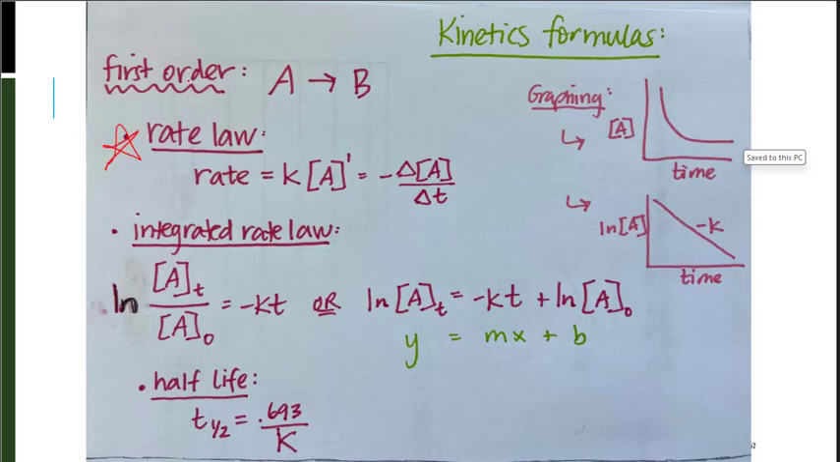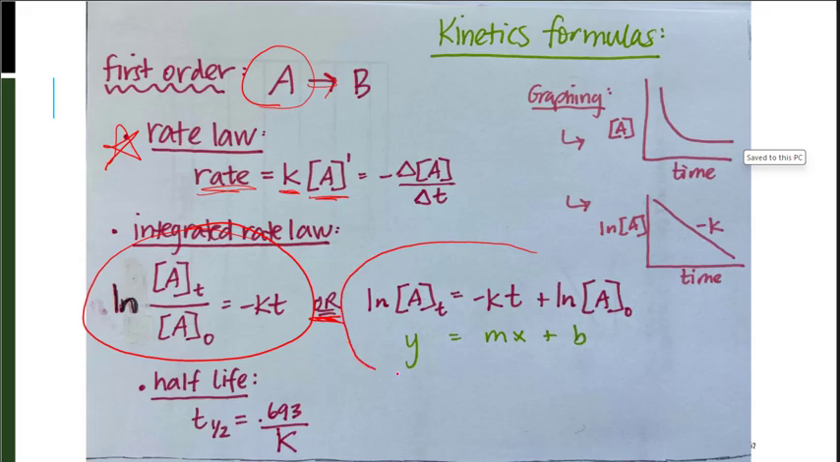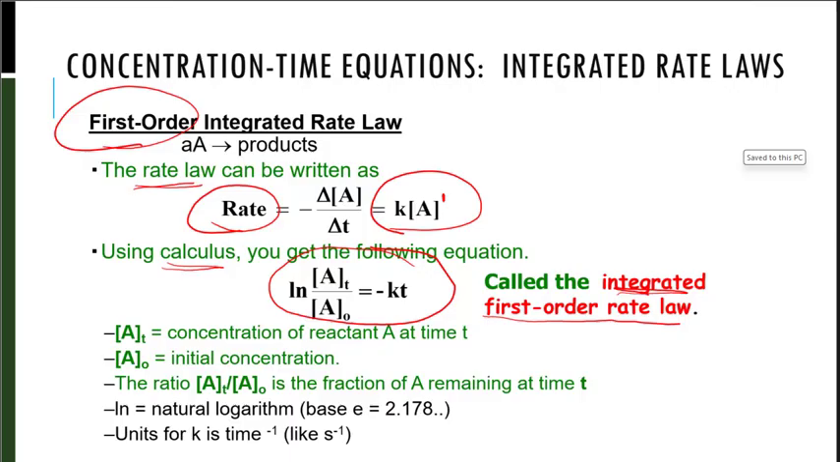Here is your rate law for a first order reaction where A, my reactant, is converting into B. So I show that rate is equal to our rate constant times A, the concentration of A. Our integrated rate law is this, or we can rearrange the equation into a y equals mx plus b format. Let's look at what these variables mean.